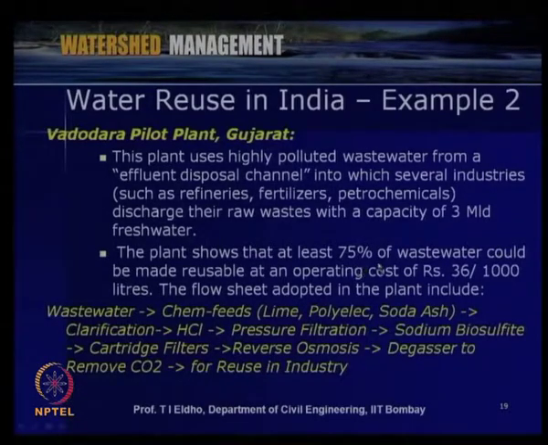The plant shows that at least 75% of the wastewater could be made reusable at an operating cost of rupees 36 per 1000 liters. So after all these treatments, the cost is only about rupees 36 per 1000 liters. The flow sheet adopted in the plant includes the following treatments: collection of wastewater, then chemical feeds like lime, polyacrylic, or soda ash depending upon the water quality.